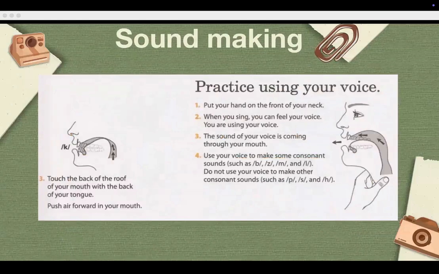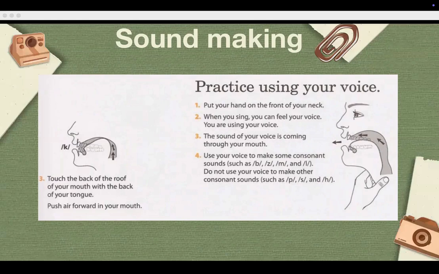Okay, and the last one, you practice using your voice. So there are four steps to practice using your voice. The first one, you put your hand on the front of your neck. Number two, when you sing, you can feel your voice. You are using your voice. And number three, the sound of your voice is coming through your mouth. And number four, you use your voice to make some consonant sounds such as b, z, m, or l. Do not use your voice to make other consonant sounds such as p, sh, and h.